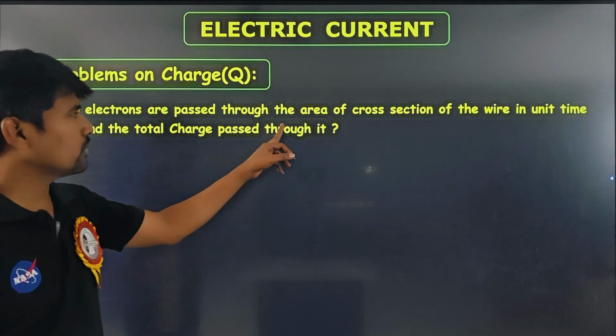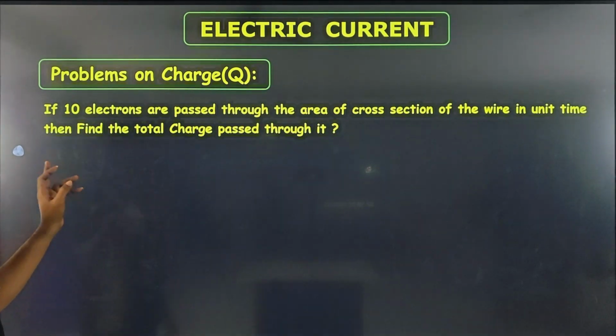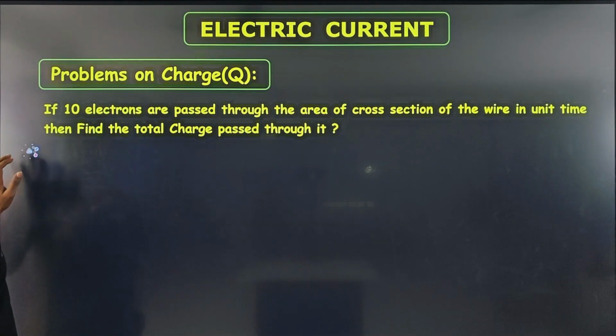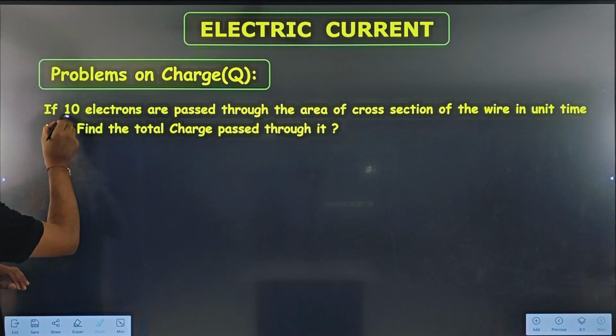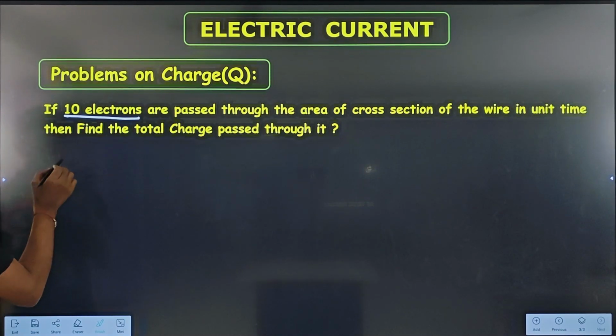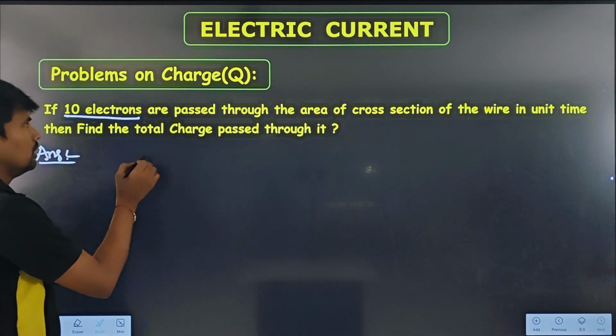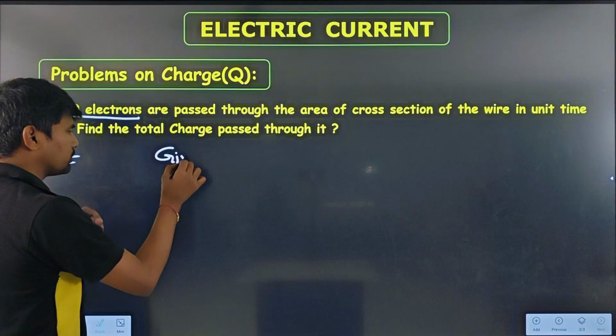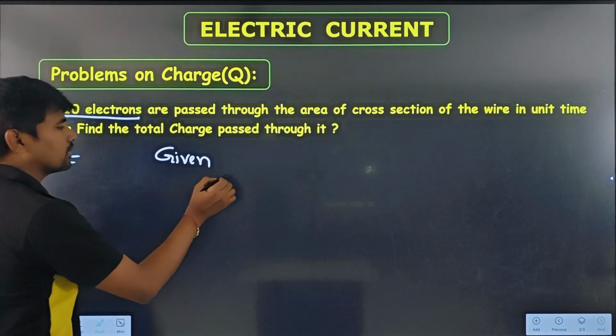10 electrons are passed through the area of cross section of the wire in unit time. Then find the total charge passed through it. So here, what is given? The 10 electrons indicate the answer or solution. What is given, children? Given 10 electrons.